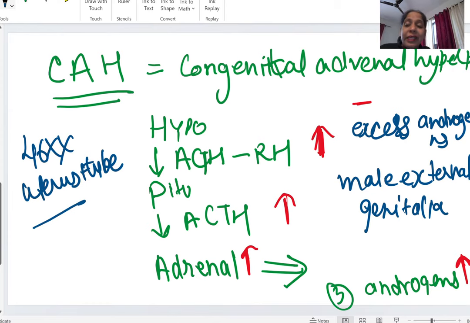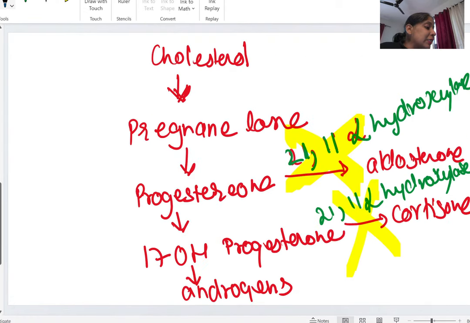So if they tell you that there is 21 alpha hydroxylase deficiency or 11 alpha hydroxylase deficiency, it means that it is a case of adrenal hyperplasia. It is a case of female pseudohermaphrodite. Is it clear, Dr. Rachna?